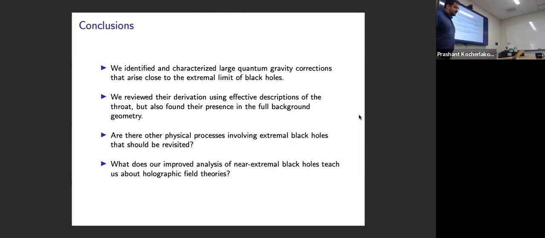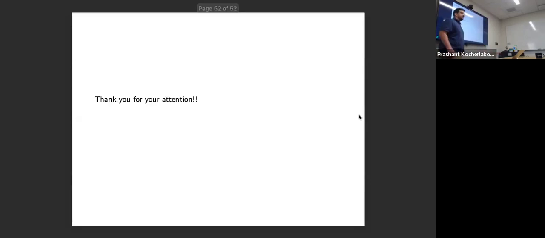So we identify and characterize large quantum corrections that arise close to extremality. We reveal their derivation using the effective description of the throat, but also the full geometry. And one can ask, are there other physical processes involving extremal black holes that should be revisited? For example, instabilities should be important to incorporate in this analysis. And finally, in the context of AdS/CFT, one can also ask, what does this improved analysis of thermodynamics of near-extremal black holes teach us about the holographic field theories? Can they have this behavior? I guess we expect not, because it is sometimes conjectured that near-extremal black holes are always unstable. But I think before even attempting to answer that question, it's important to know what prediction gravity would make if they were not. So I'll leave that as an open question, and thank you for your attention.